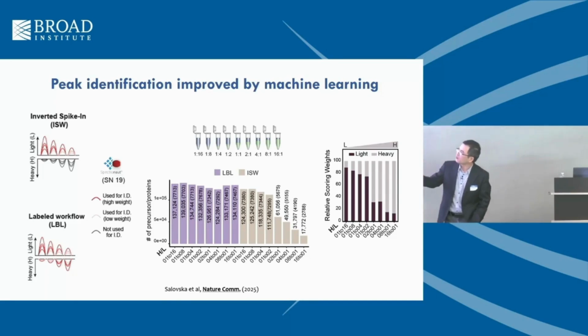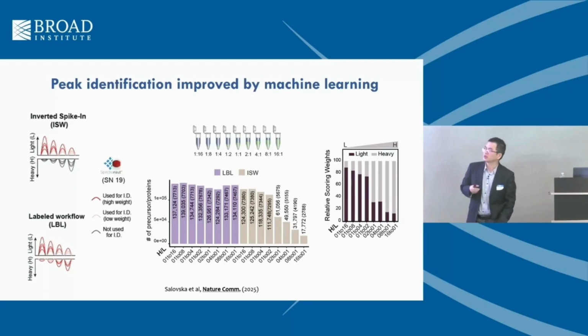However, for the LBL workflow, you can see we consistently identified a lot of peptides that are comparable across this dilution curve. And with Spectronaut, this relative scoring weight can actually be visualized, where you can see indeed for those samples where you have a lot of heavy peptide, the weight of the heavy identification is much higher.